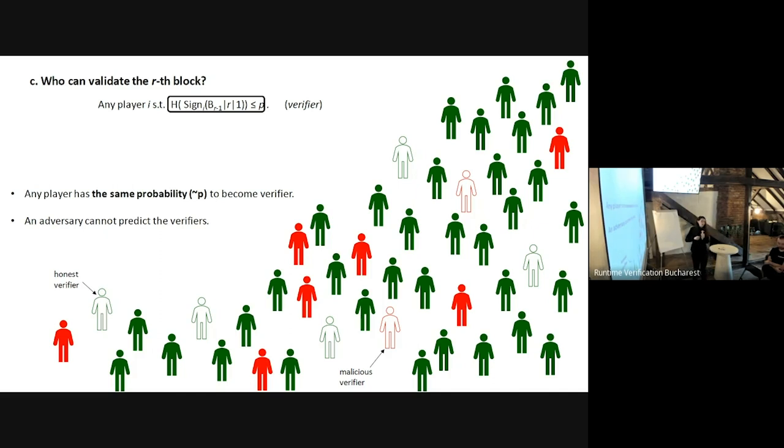Yeah, I understand. I think it's mainly due to the use of the hash function. So unless the player reveals the signature, an adversary cannot say if its hash is going to be less than P or not, because the hash of the signature makes a random string. Yeah, of course.